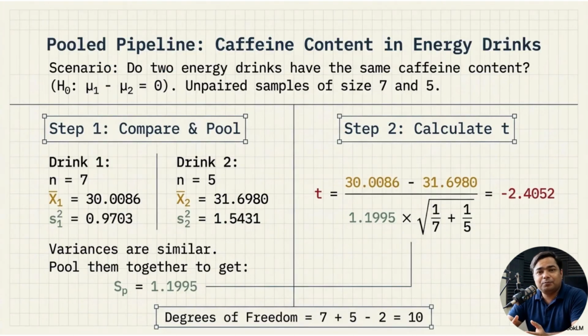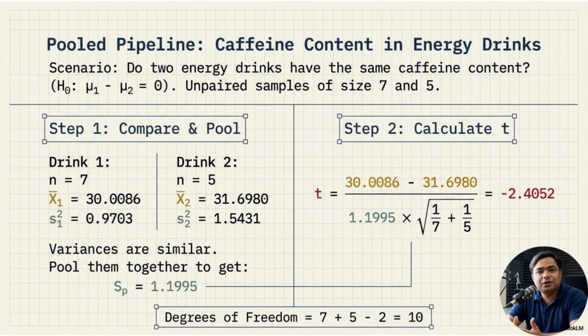Now let us apply the pooled t-test to an example. The question is, do two energy drinks have the same caffeine content? The null hypothesis is mu1 minus mu2 equals 0. This means there is no difference between the mean caffeine contents of the two drinks. Drink 1 has sample size 7, drink 2 has sample size 5. The sample mean for drink 1 is 30.0086. The sample mean for drink 2 is 31.6980.